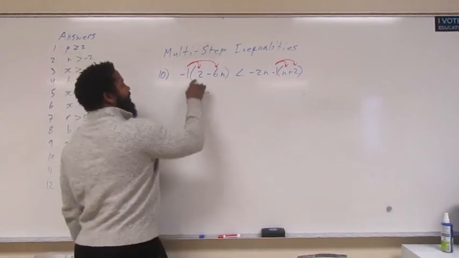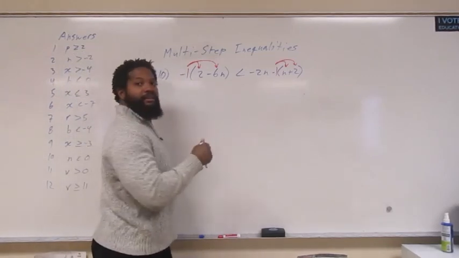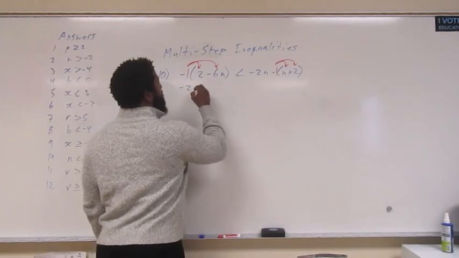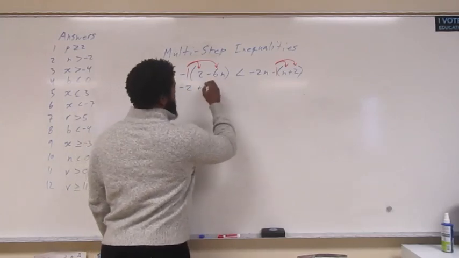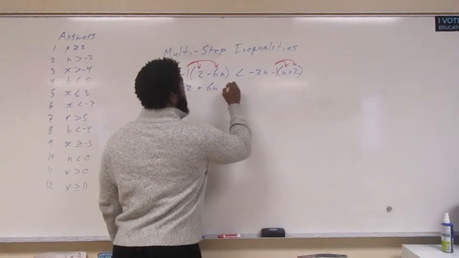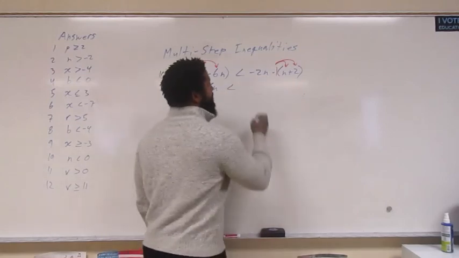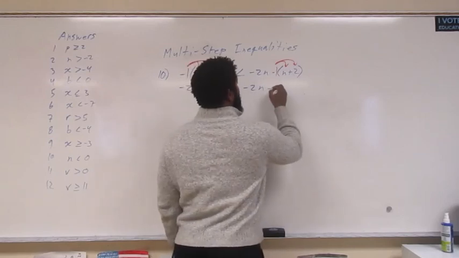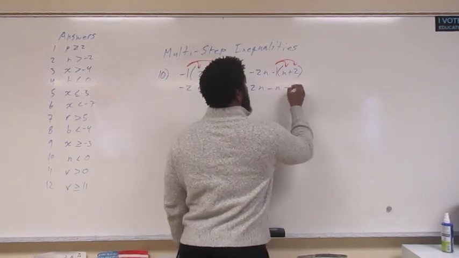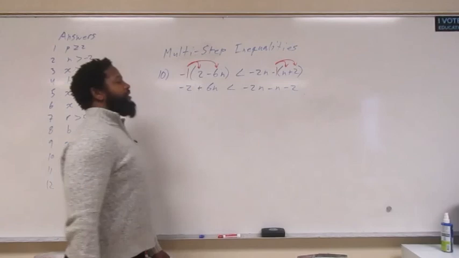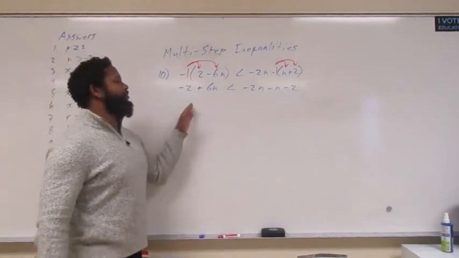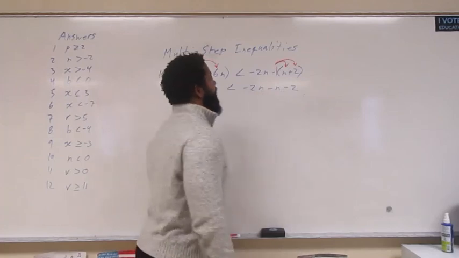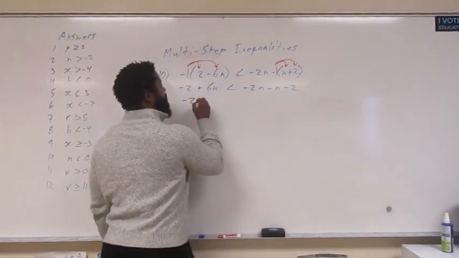Negative 1 times 2 is negative 2, plus 6n is less than negative 2n minus n plus 2. Combine our like terms. We only have 2 terms over here, so we don't need to combine. Over here we have negative 3n and negative 2, so we have negative 2 plus 6n.